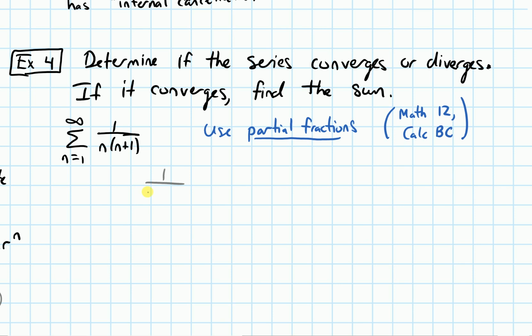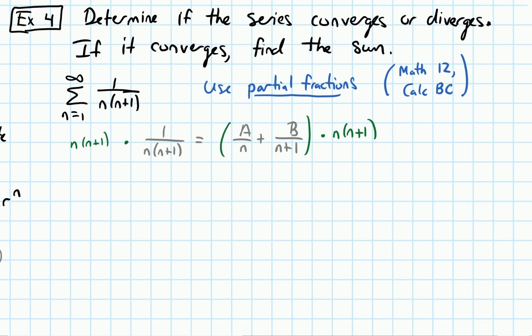What we want to do is write our function in the form a over n plus b over n plus 1. And it's our goal to figure out what is the a and what is the b. To do that, I will multiply both sides by the denominator, n times n plus 1. Let's do the same thing on the right-hand side. Multiplying through, I get 1 on the left. On the right, I'll have to distribute this to both of the terms. Distributing it to the first term, we get a times n plus 1. Distributing it to the second term, we get plus b times n.